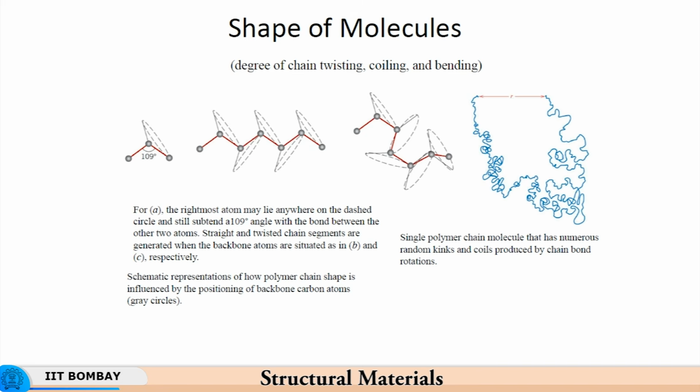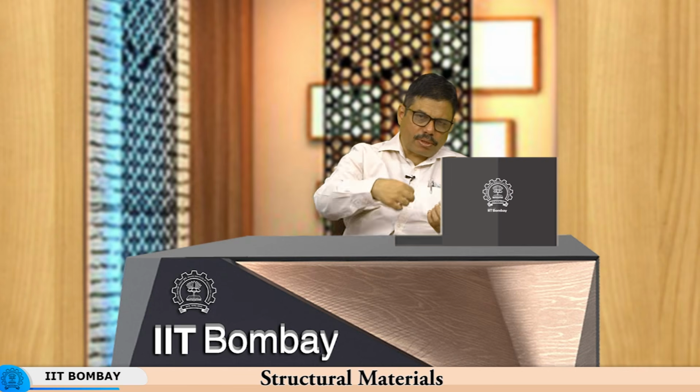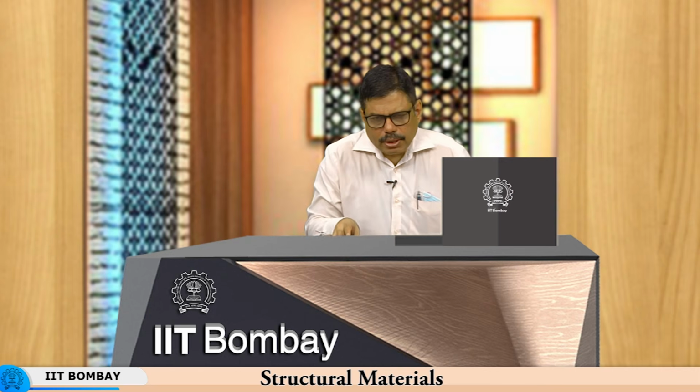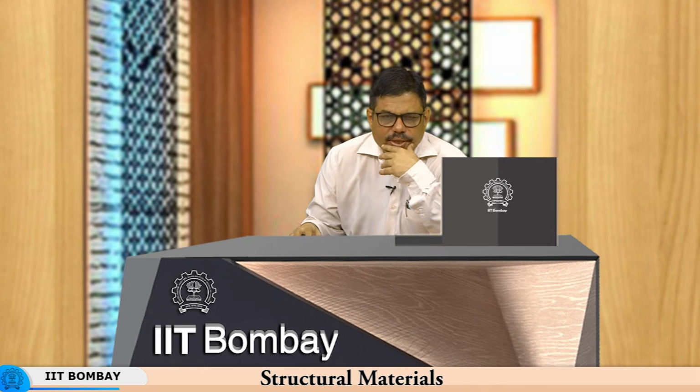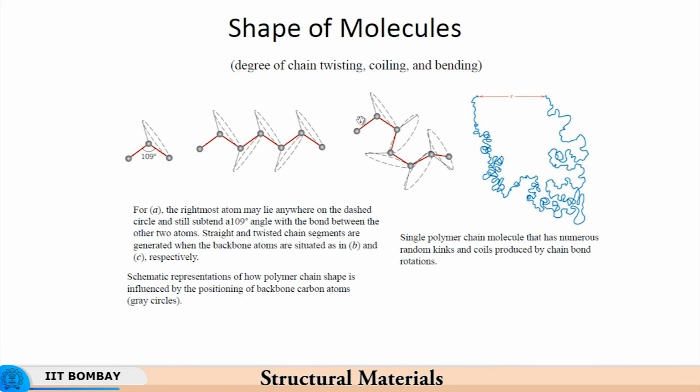So if I am pulling a polymer, for example, I am pulling a nylon rope or a nylon thread, then these chains tend to get straightened out. So here there are a number of bends which tend to become straight, the twisting gets uncoiled. So basically the straightening out of the chain manifests itself in extension of the polymer strand or polymer thread.